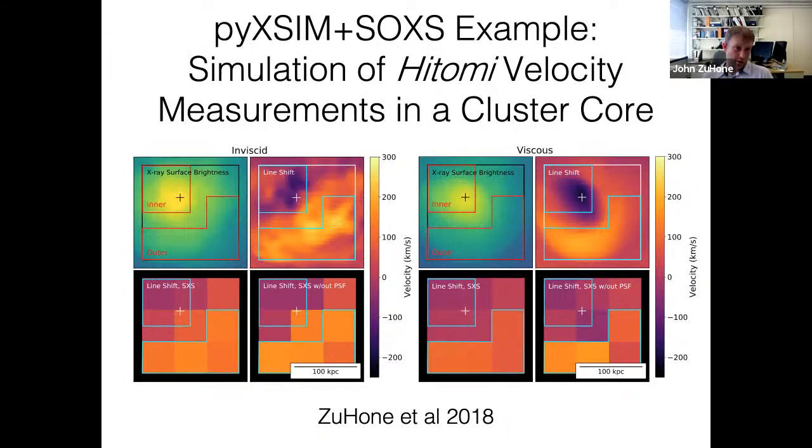Second example I want to show is simulation of Hitomi velocity measurements in a cluster core. As many of us, not most of us know, Hitomi measured velocities in the Perseus cluster. And what we did in this simulation study was show what velocities that Hitomi was likely measuring in a similar cluster to Perseus, a similar simulated cluster, and whether or not Hitomi was able to distinguish how viscous the intracluster medium of the cluster was.